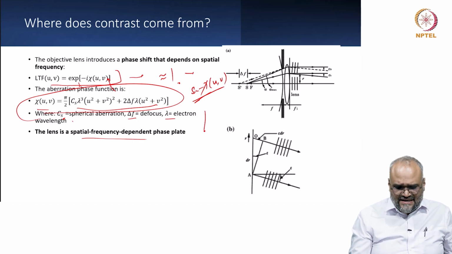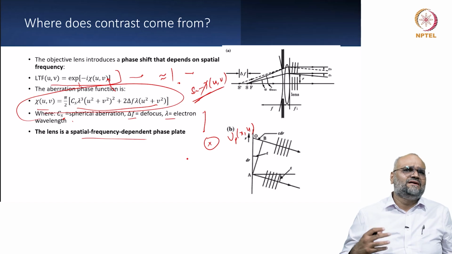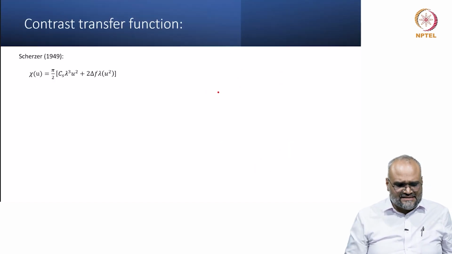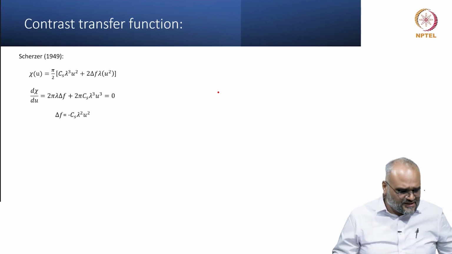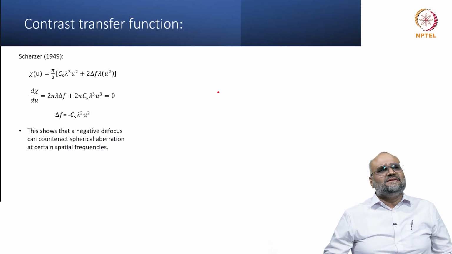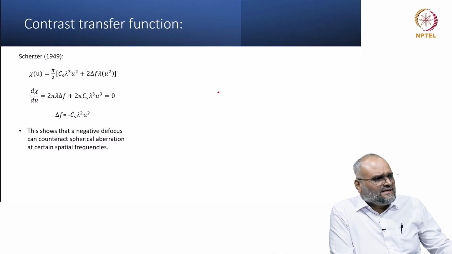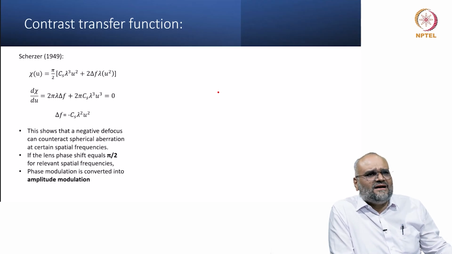Now, this information from a lens convoluted with the projected potential from the crystalline sample is what is recorded in an image in a high resolution micrograph. So, let us look at this contrast transfer function and recollect this. If you take the aberration function and you take the differential of it and look where it reaches a maxima, at a negative defocus you can counter the spherical aberration and you can get a maximum intensity, and this is called the Scherzer defocus.